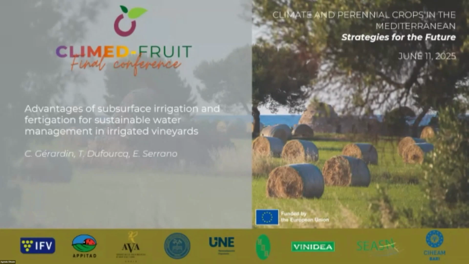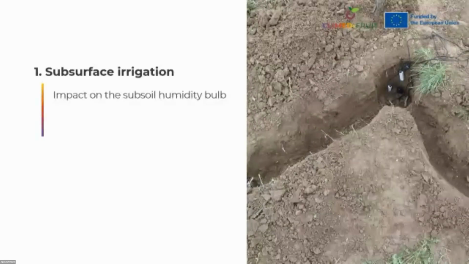In this presentation, I will share some key findings about advantages of subsurface irrigation and fertigation for sustainable water management in irrigated vineyards. All the results that are presented were part of the OFIVO operational group. Trials were conducted following the request of wine growers that were involved in OFIVO.